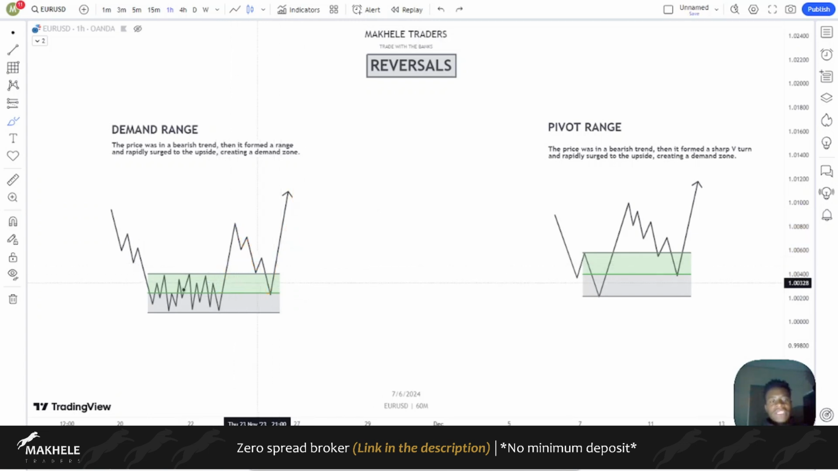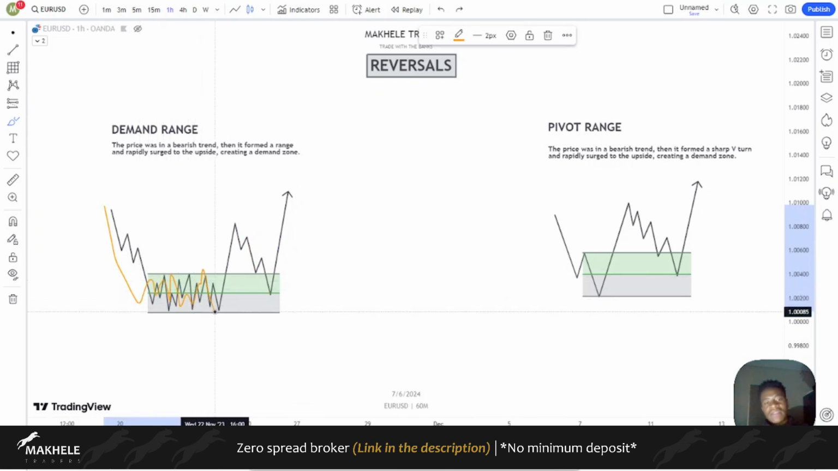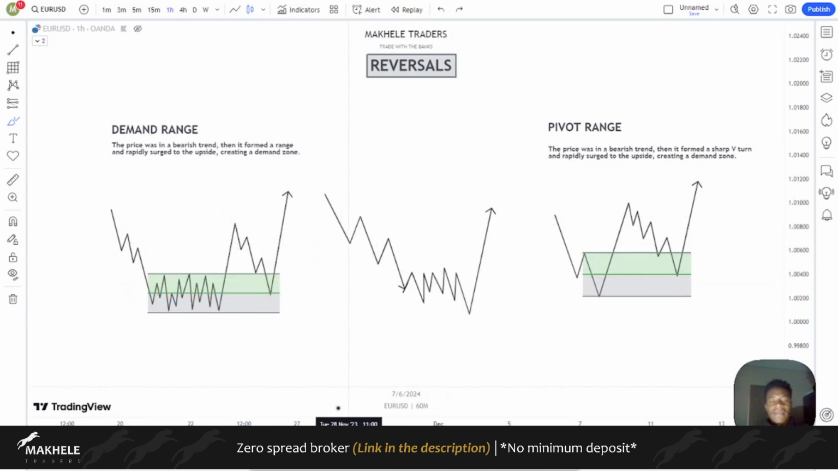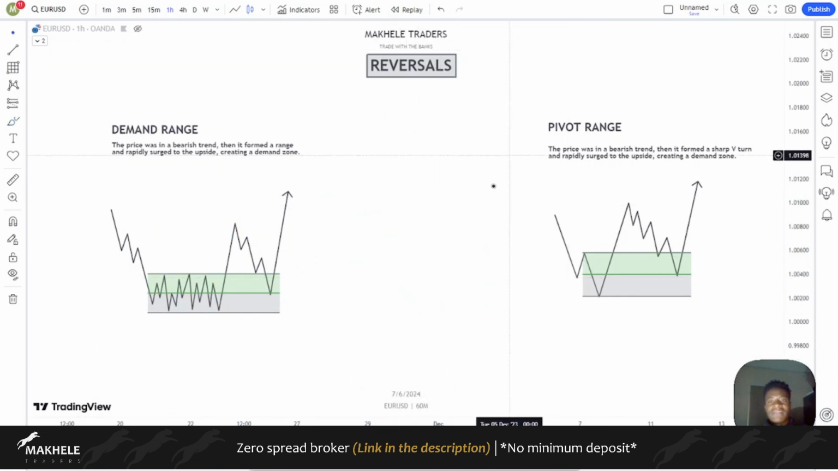So in a bearish trend, price will print a range like this, then shoot to the upside. Then we now know there's a zone that price might come back to before shooting to the upside. That's a reversal for you guys. That's a reversal, but it's a demand range reversal.